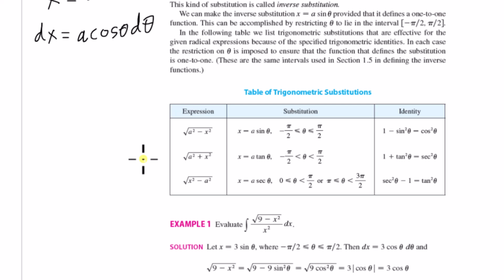No, trig substitution is not as general, not even close to as general as U substitution or integration by parts. It's specific cases where, so here it gives, if you have the square root of a squared minus x squared, the square root of a squared plus x squared, or the square root of x squared minus a squared. These are the only 3 cases that involve trig substitution. This is it. So if you don't have an integral that's involving something like this, then you're not going to be using a trig substitution.